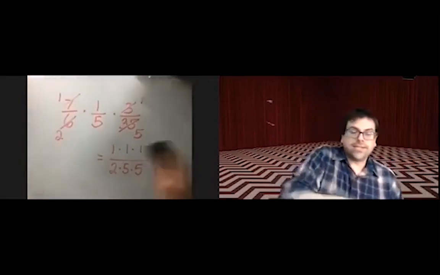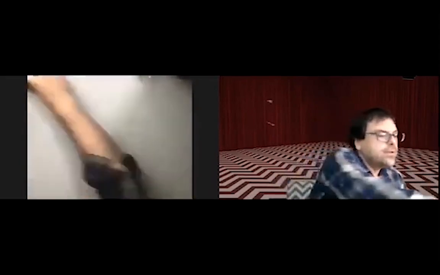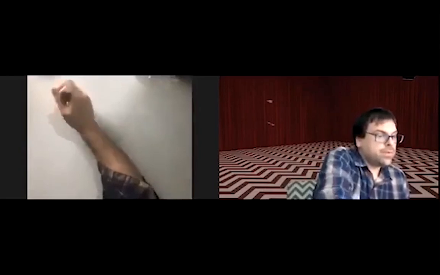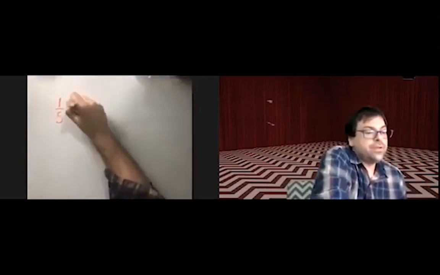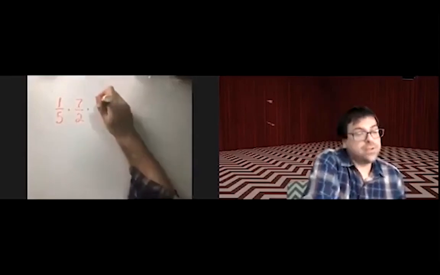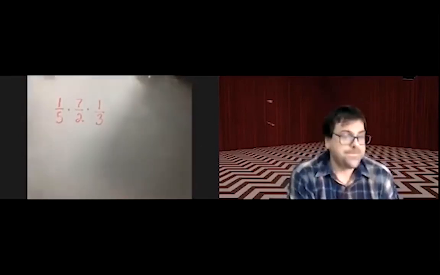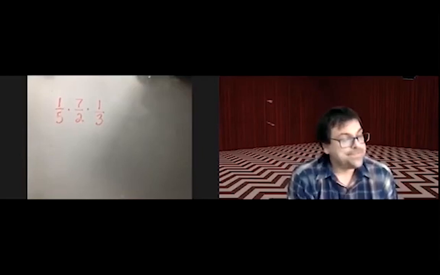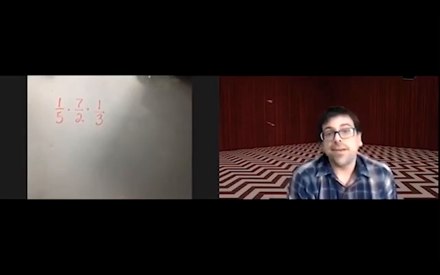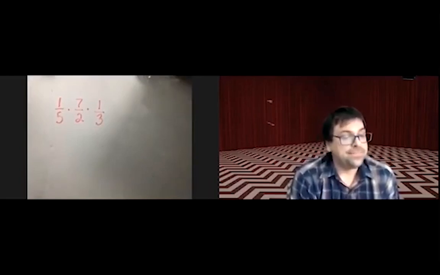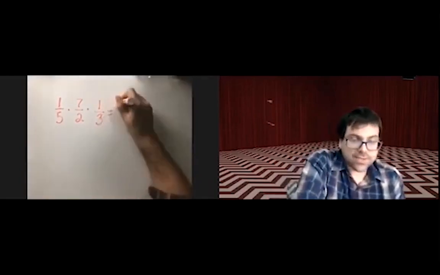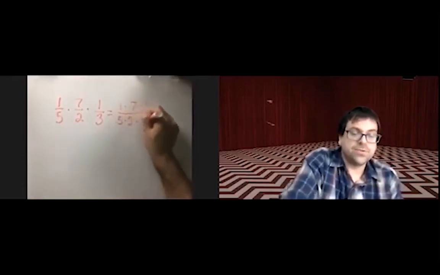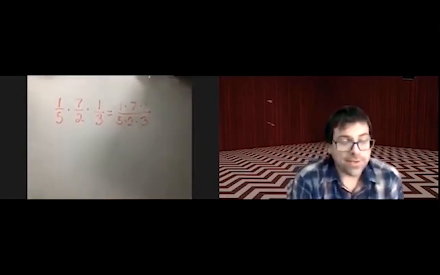Let's do another like this. 3 fractions. One-fifth times 7 halves times 1/3. Well, nothing cancels. The only thing of interest on the top is a 7, and nothing on the bottom can be divided by 7. So we have to go straight across the top. 1 times 7 times 1. Straight across the bottom. 5 times 2 times 3. If we can't cancel, we can't cancel.